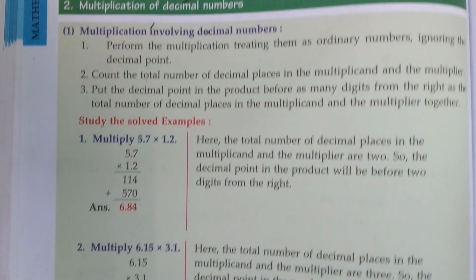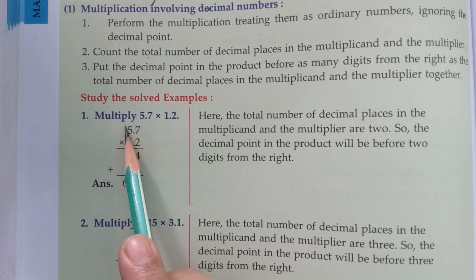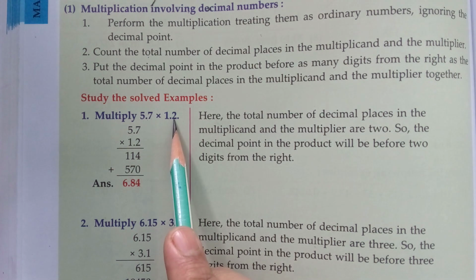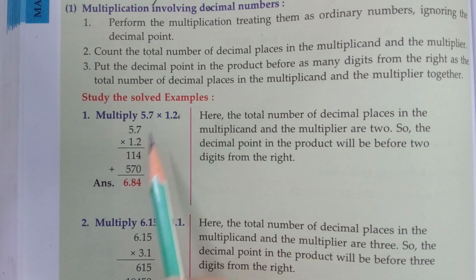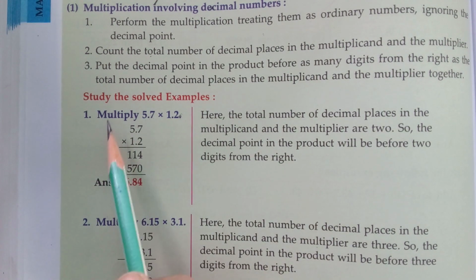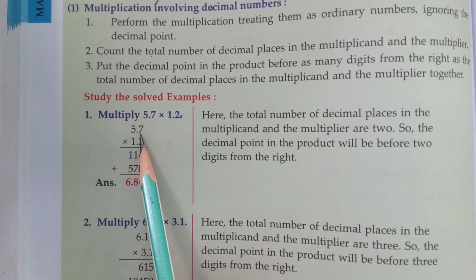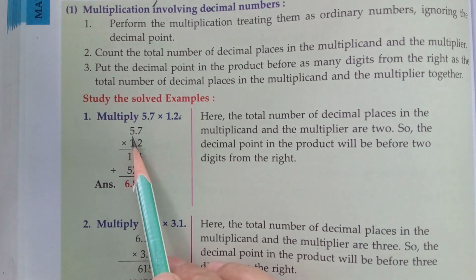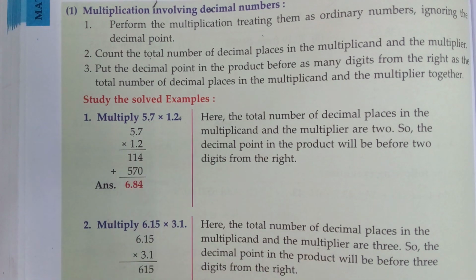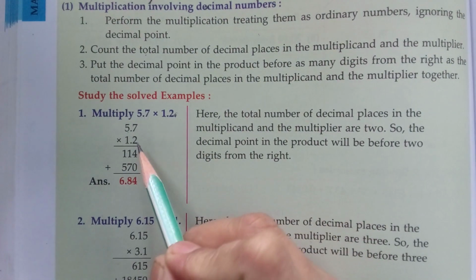Okay, children, come. See, what we should do first. Take the first example: multiply 5.7 into 1.2. This point is the end point, a full stop, so don't worry about it, leave it. So, multiply 5.7 into 1.2. Ignore the decimal point now. We know multiplication, no?